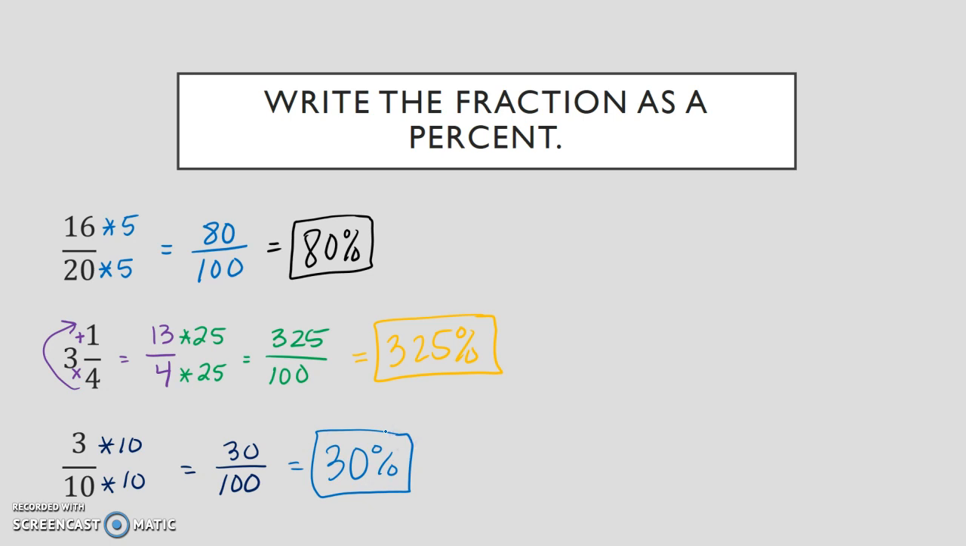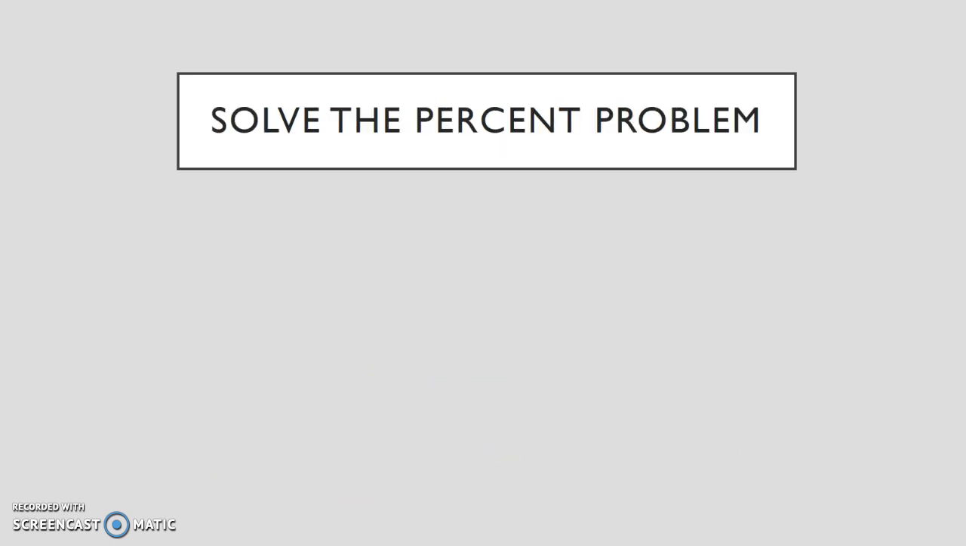So writing fractions as percents, the main goal is to get your denominator to be 100, and then your numerator is going to be that percentage value. So let's go ahead and continue. We're going to be solving a couple percent problems.